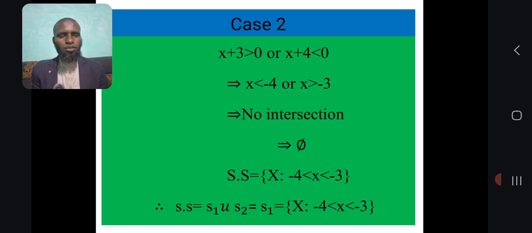When the second solution is the empty set, the whole solution set will be S1 union S2 equals S1. Therefore, the solution is the set of x such that x is an element of the real numbers and minus 4 less than x less than minus 3. Very good.